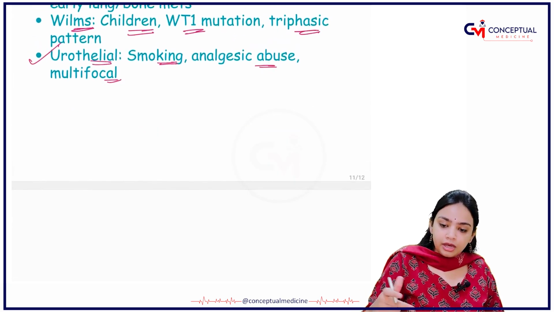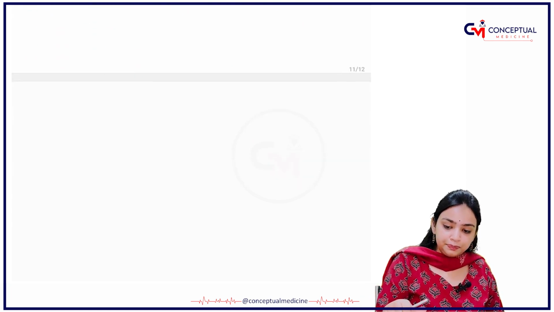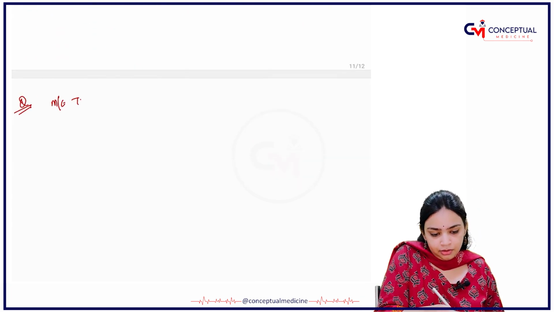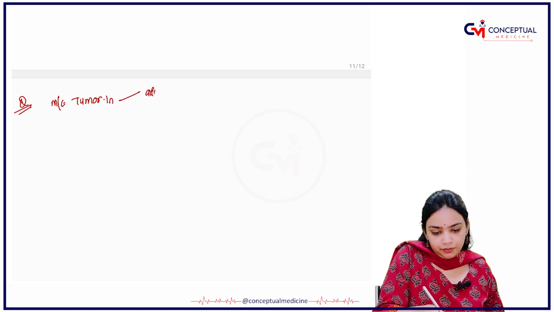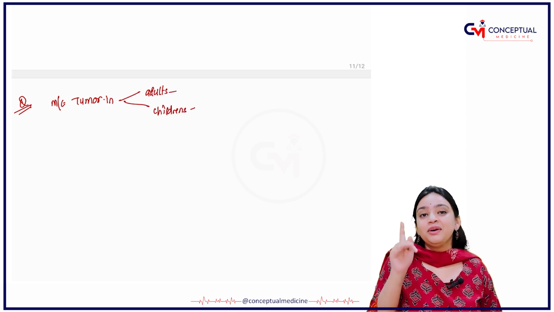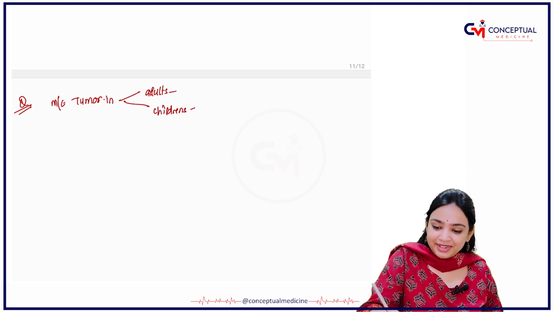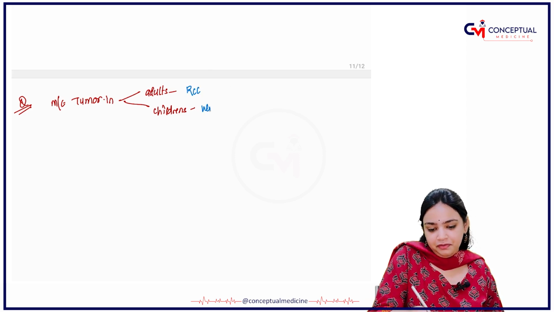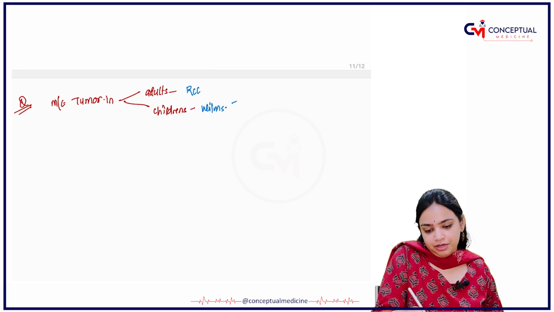Now one question I am giving you, fast we will do. You have to tell me the most common tumor in adults and in children, right? You have a time of 2 seconds, 1 and 2, and your time is over. So in adults you have the RCC, and in children you have the Wilms tumor. So just remember this thing very carefully.